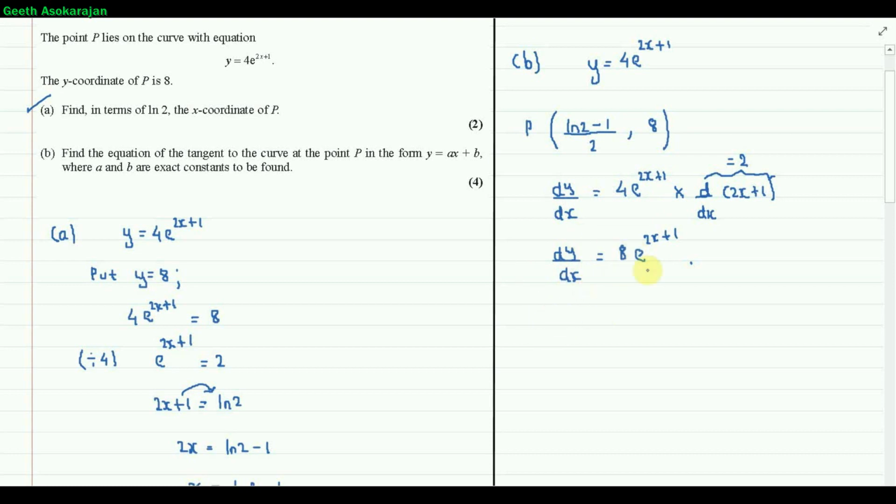Now further to that, we've got dy over dx, the gradient function, but let's work out the gradient of this tangent. So in the next step, gradient of the tangent.